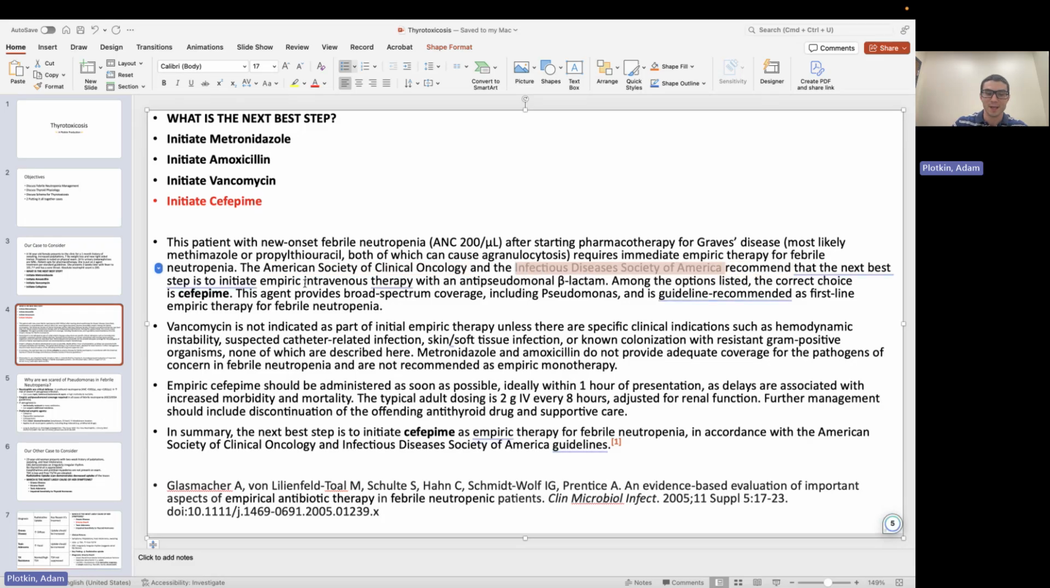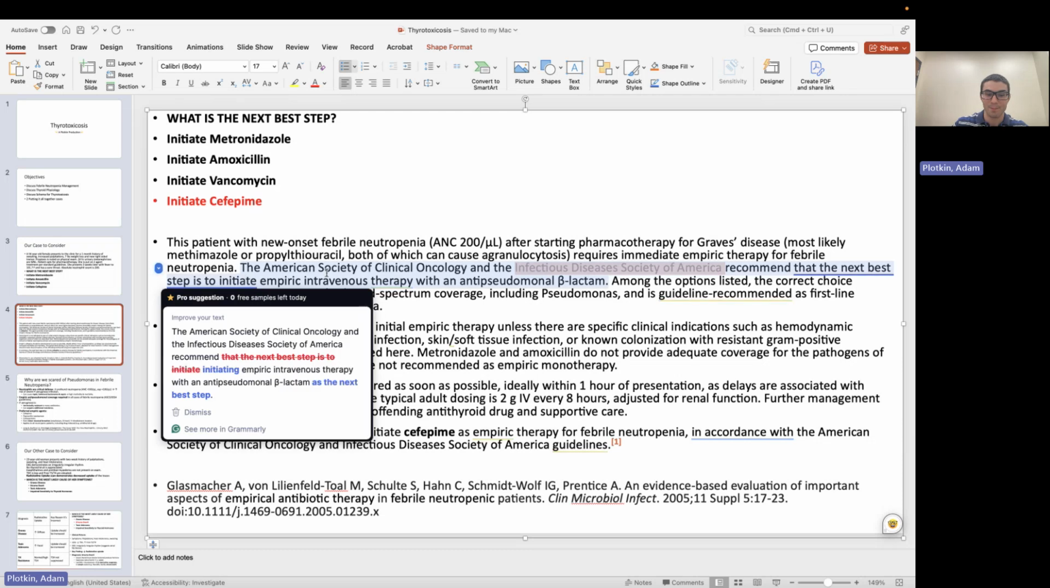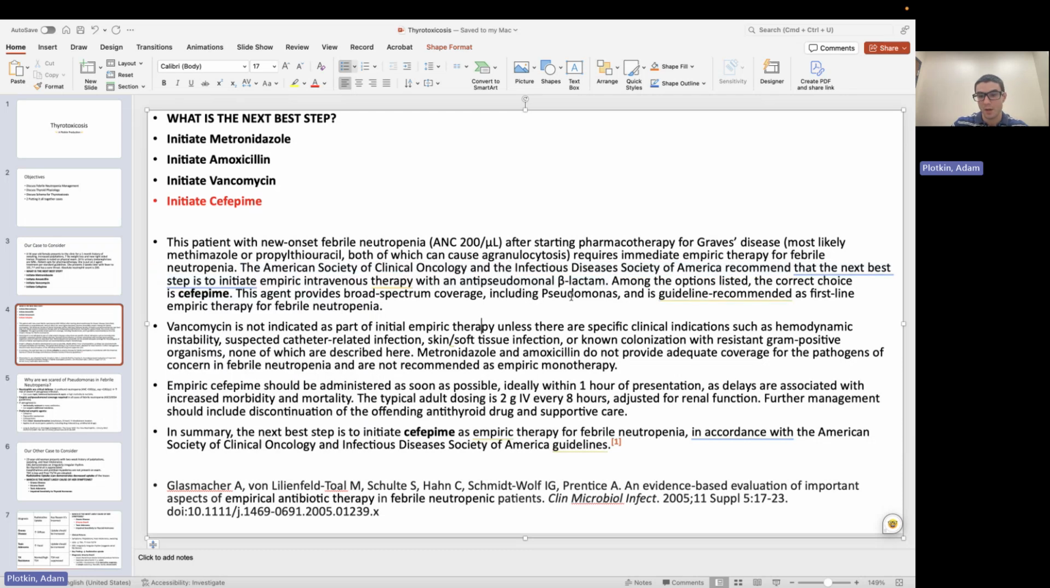They recommend that the next best step when we see febrile neutropenia is to initiate empiric intravenous therapy with an anti-pseudomonal beta-lactam. Among the options listed, cefepime is the best answer, right? Because cefepime is a beta-lactam, a cephalosporin. This is a fourth generation cephalosporin, so it actually has the capability of covering Pseudomonas.